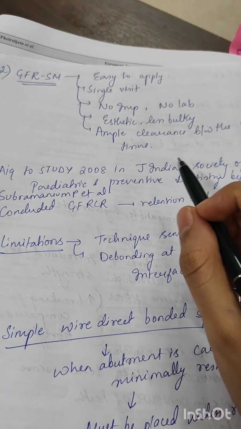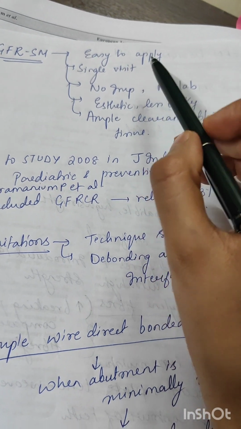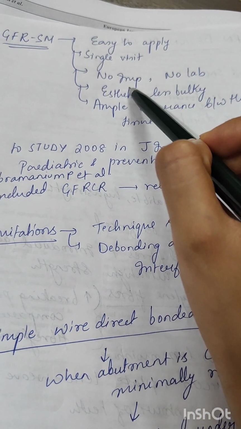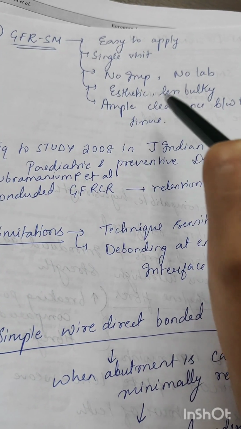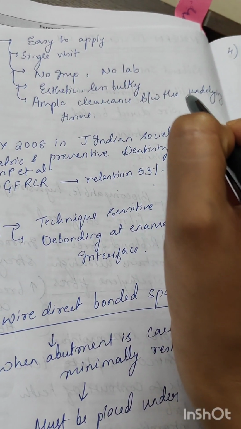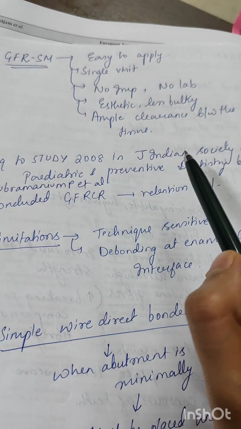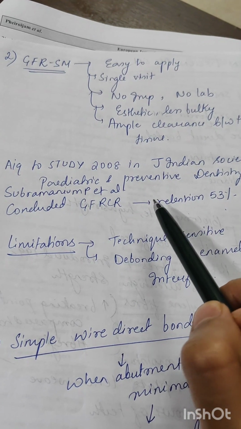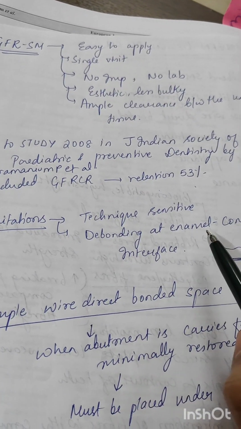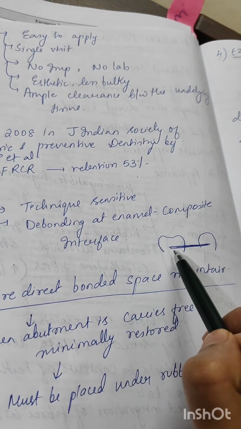Again, glass fiber reinforced space maintainer: easy to apply, single visit, no impression is needed, no lab work is done. Aesthetic, less bulky, ample clearance between the underlying tissue. Study by Subramaniam P. et al. in the Journal of Indian Society of Pediatric and Preventive Dentistry 2008. Okay, limitations: it is technique sensitive, with debonding of enamel and composite interference.